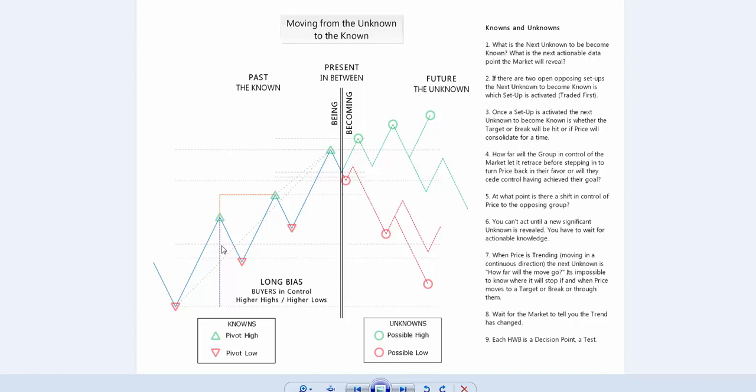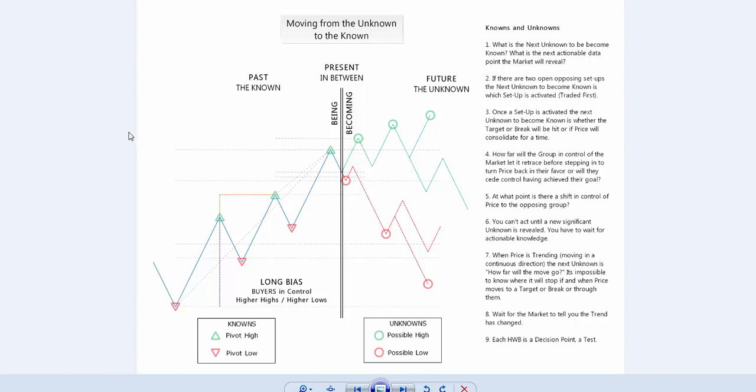So in this particular example, we're in a series of traditional or basic measured moves, right? And we're going from what is being, what is right now, to what is becoming or is going into the future. The two types of situations here are: one, a new basic measured move that continues the trend, or two, a trend failure, which will start a new trend. If there are two open opposing setups, the next unknown to become known is which setup is activated or trades first. And this is what we talk about with, we go with whatever trades first.